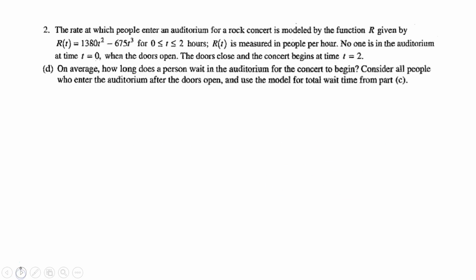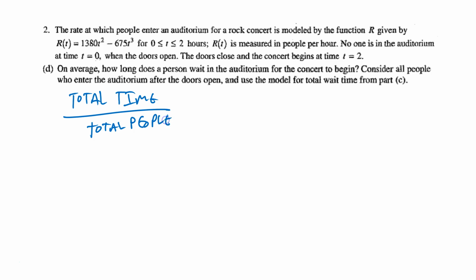So now they ask, on average, how long does a person wait in the auditorium for the concert to begin? So that's going to be total time, which is our W function, so the total number of hours divided by the total number of people. Because this is the total time everybody has to wait, divided by the number of people, that'll give the average time they have to wait.